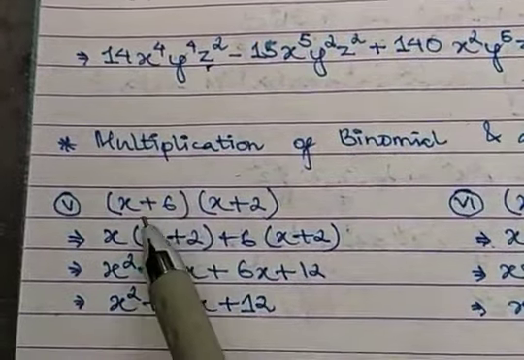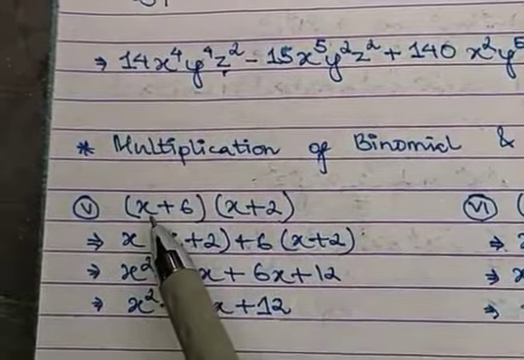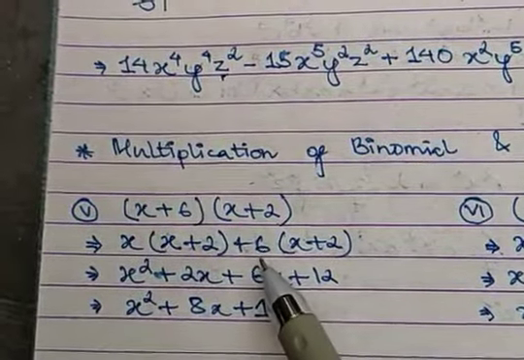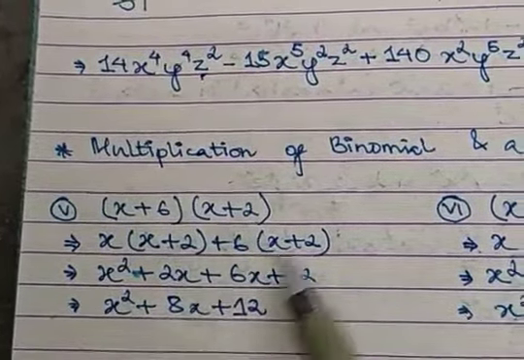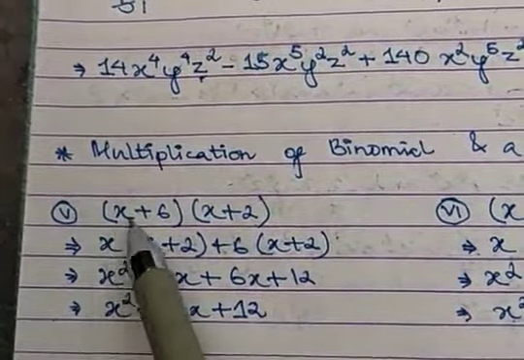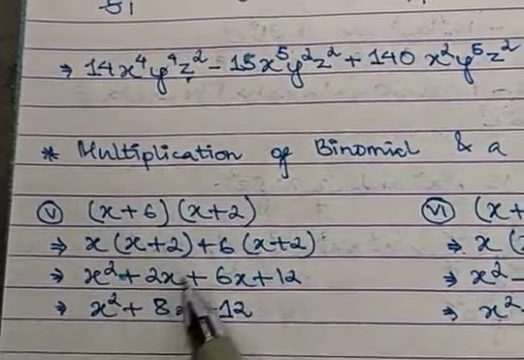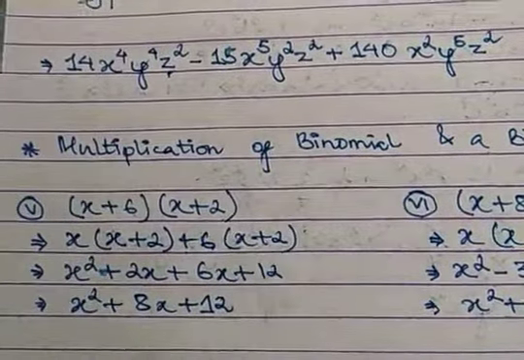Okay, how do you do that? See, for x plus 6 and x plus 2, I have split the first binomial into 2 terms. Here it is x, here it's 6. I need to place the second term 2 times, since we are doing multiplication. So this x came here, x plus 2, bracket means multiplication, plus the second term 6 of the first binomial and x plus 2.